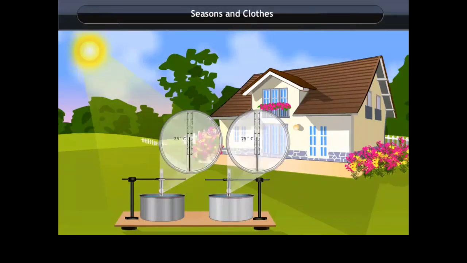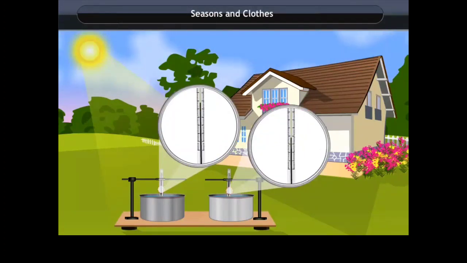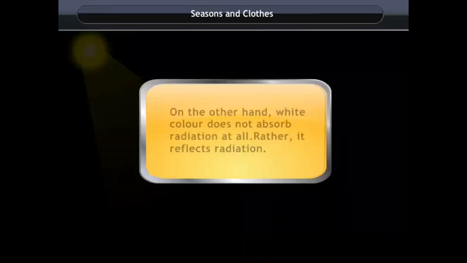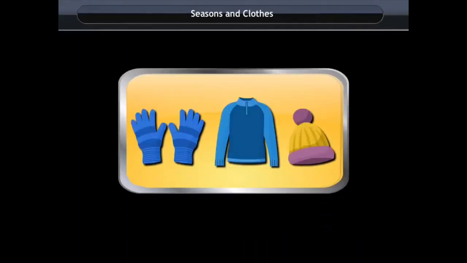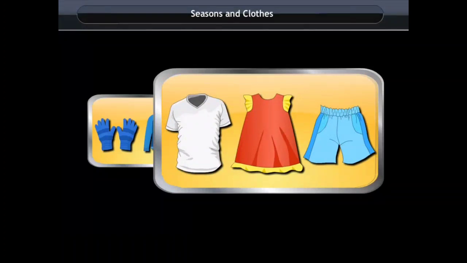What do you observe? The temperature of water present in the black container is more than the white container. Why does this happen? The answer is very simple. It happens because black color absorbs all the radiation that falls on it. On the other hand, white color does not absorb radiation at all. Rather, it reflects radiation.